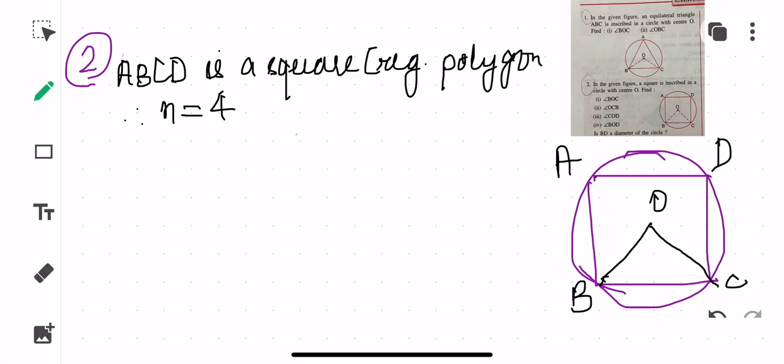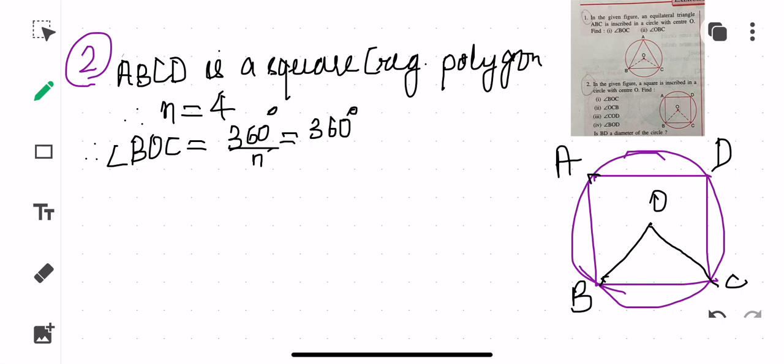Had they been given the thing as suppose rectangle is inscribed, then you could not have used this formula. So this thing you have to remember, children, that this formula can be used only when it's a regular polygon. So this is what I have been repeating all the time. So you need to take this very seriously. Okay, not any figure. If suppose they have given a parallelogram or rectangle, then you just cannot use this particular concept. Okay, so what you will be writing now, therefore angle BOC will be equal to 360 degree divided by n, which in turn is equal to 360 degree divided by 4, which is equal to 90 degree. So I am getting that angle BOC is equal to 90 degree.